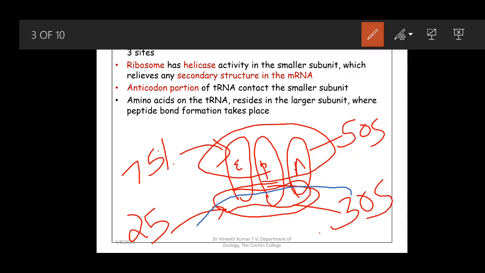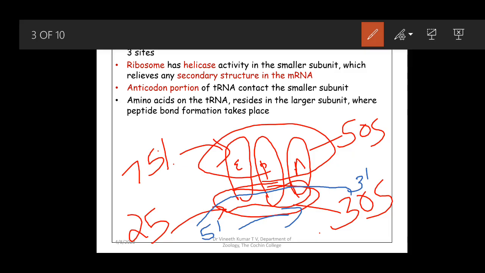Here, to be noted, the ribosome also has a helicase activity, and the mRNA is always read in this direction, that is from 5' to 3'. In this direction, the mRNA is read by the ribosome, and the ribosome has a helicase activity.